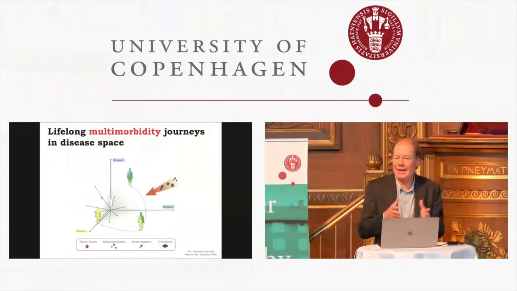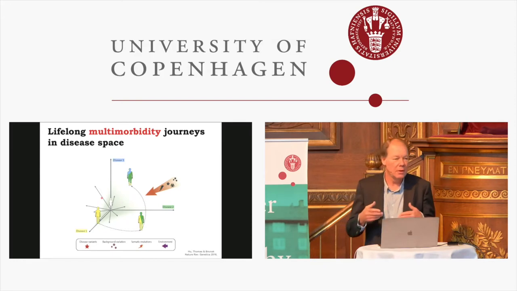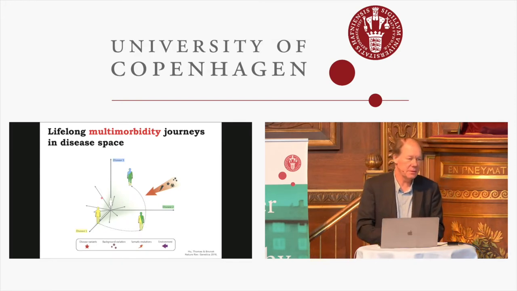So this is an in silico talk. We're interested in lifelong disease trajectories. How do diseases follow one another? And we use large data sets with millions of patients. And the idea is to try to see whether we can stratify a whole population into subgroups of frequently occurring disease correlations.